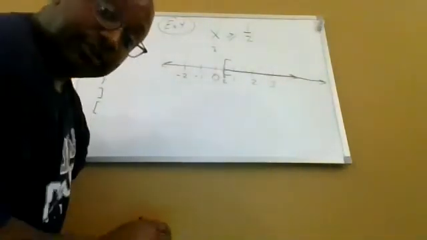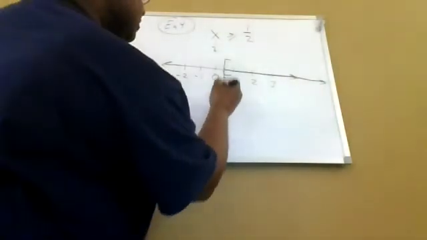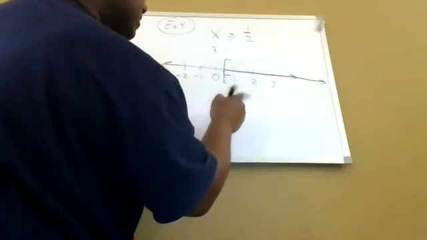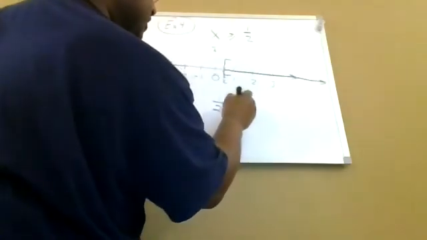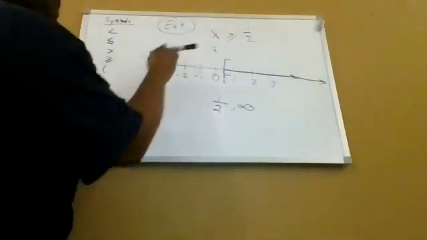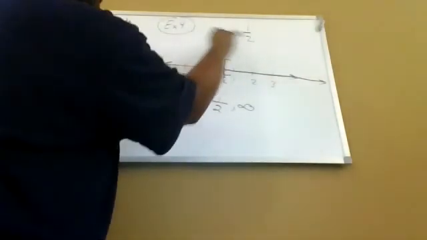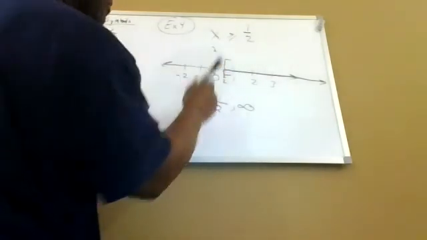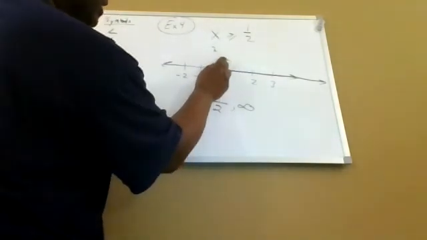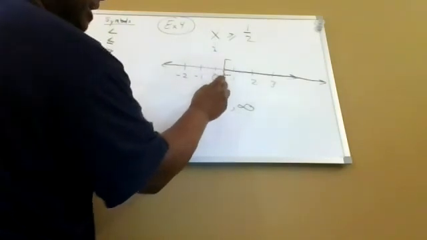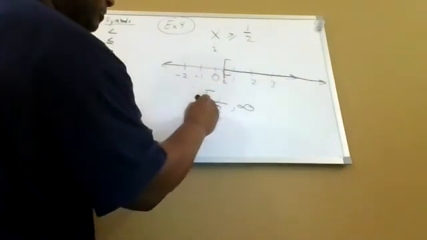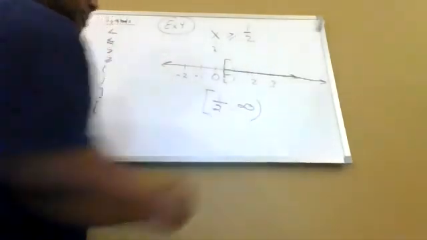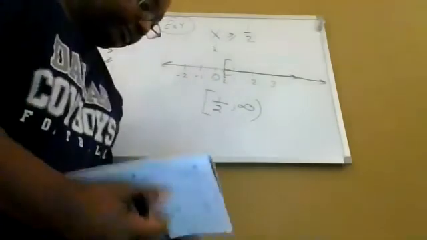And last, interval notation would be this. Start with 1/2, and then comma, and we're going to positive infinity. Now, because in our inequality we had greater than or equal to, because we had that equal to, that's why we put the square bracket at x equals 1/2, put the square bracket here. And then for infinity, we use the right bracket.